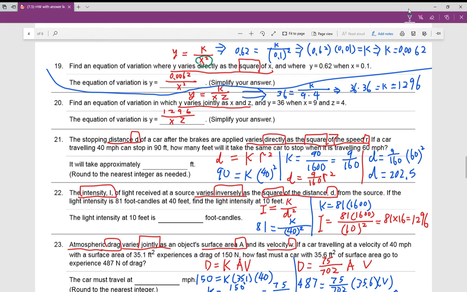Now number 20, y varies jointly as x and g. Wow, I think I made a mistake on number 20. Jointly means x and g here, right? So sorry, I need to fix this one. I made a mistake here. How come? Okay, let me do this one.